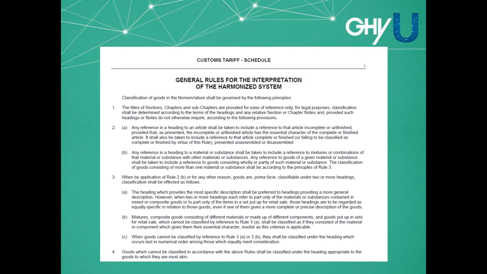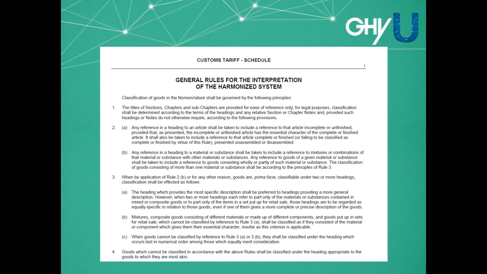So now we're on Rule 3. Rule 3: when by application of Rule 2(b), for any reason goods are not prima facie classable under 2 or more headings, classification shall be effected as follows. The heading which provides the most specific description, that's important, shall be preferred to headings providing a more general description.